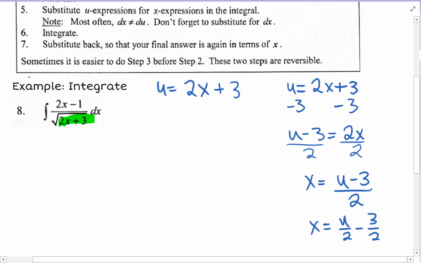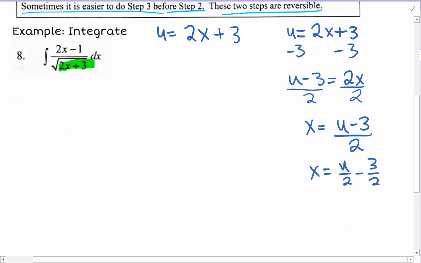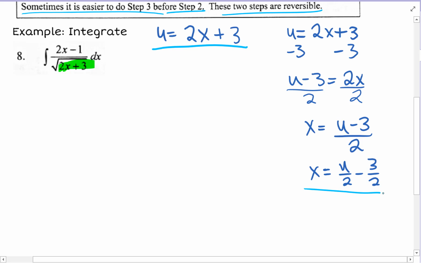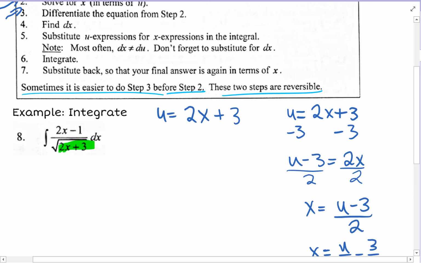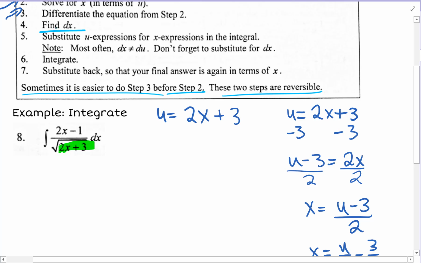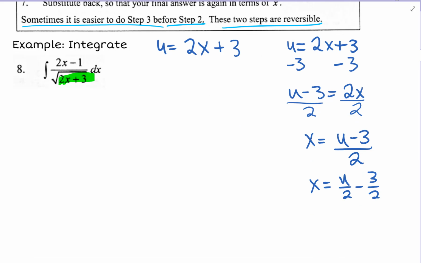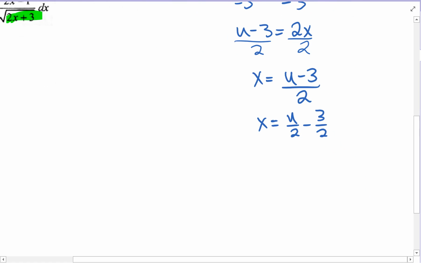But it also says that sometimes it's easier to do step 3 before step 2, and that these steps are interchangeable as far as the order that you do them in. So if you feel like this is easier to derive than this, they are the same amount of work. This one just has fractions. But either way, you can derive either one because afterward you're going to have to solve for dx anyways. I'm going to derive this more complicated looking one.